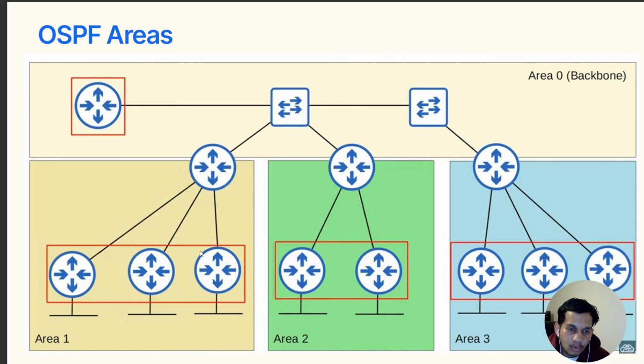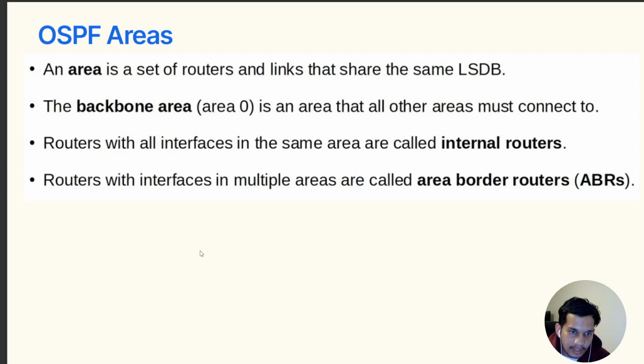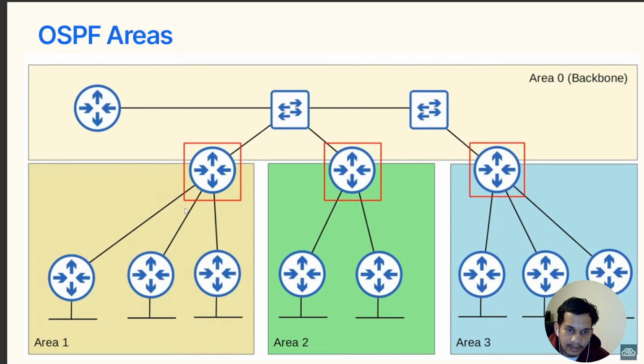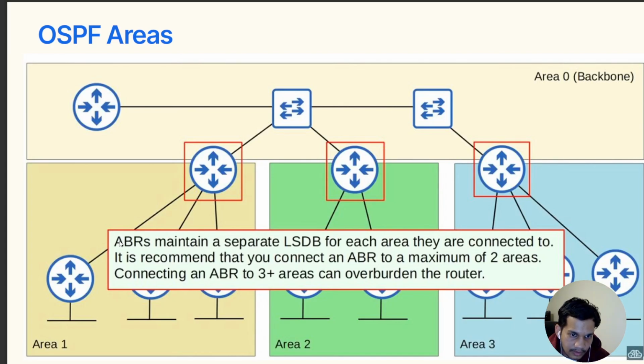Those inside an area are called internal routers, and routers with interfaces in multiple areas are called area border routers, that is ABRs. See these routers, they have interfaces in area 1 as well as area 0. An area border router maintains a separate LSDB for each area. So on this side it will maintain the area 1 LSDB, and on here the area 0 LSDB will be different. It is recommended that you connect an area border router to a maximum of 2 areas.